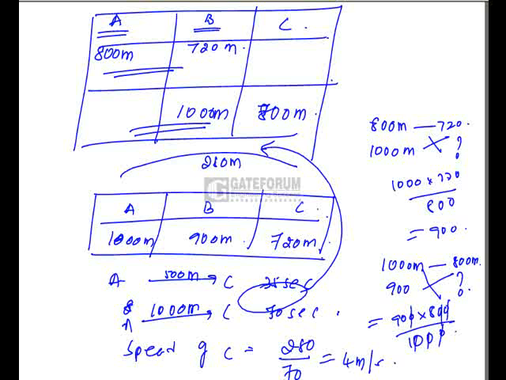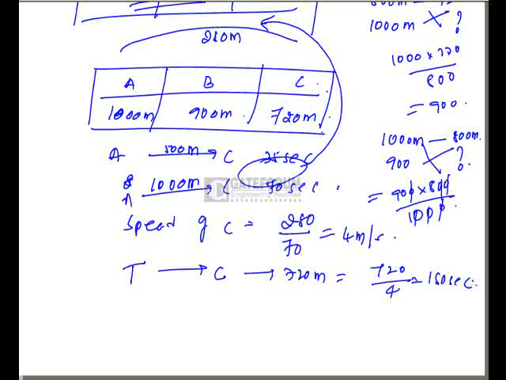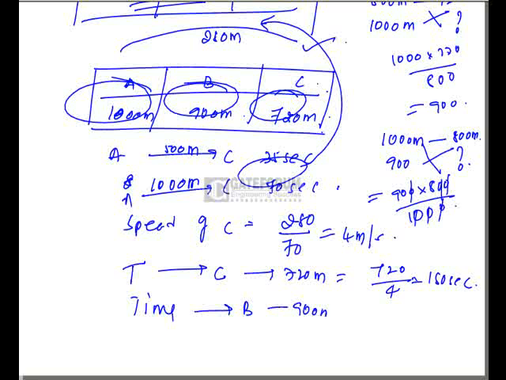Now the time taken by C to travel 720 meters is nothing but 720 by 4, since the speed is 4, which is nothing but 180 seconds. Now in 180 seconds, C is covering 720 meters. So definitely in the same time, B is also covering 900 meters and A is covering 1000 meters. So what is the time taken by B to cover 900 meters? It is again 180 seconds.